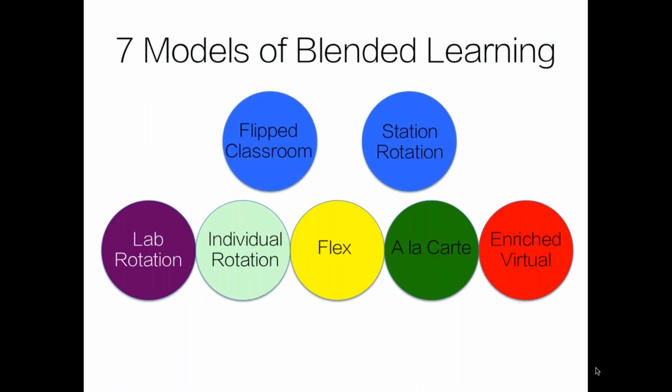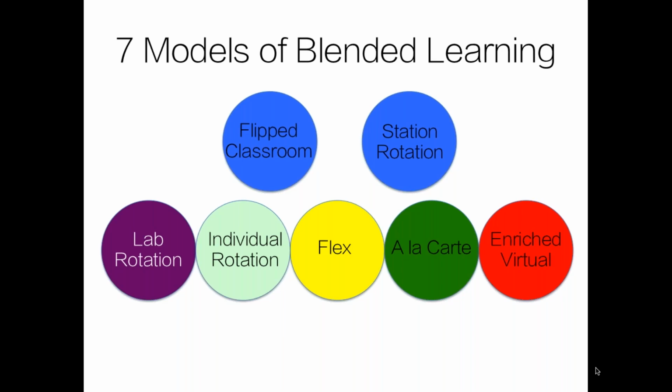There are many different models of blended learning that you can implement in your classroom. As you can see, there are 7 different models: the flipped classroom, station rotation, lab rotation, individual rotation, flex, a la carte, and enriched virtual. But I'm only going to touch on 2 of the more common models: the flipped classroom and station rotation. You may be incorporating blended learning already without even realizing it. Elementary teachers use this approach all the time in their classrooms.